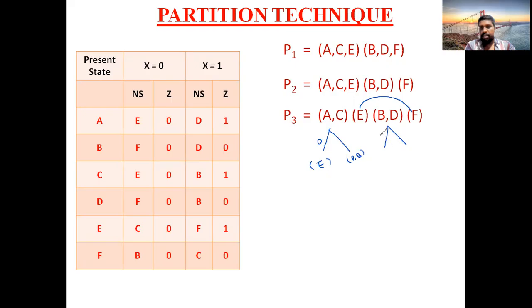Next, B comma D 0 successor is F. F comma F means only take single F. And B comma D 1 successor is D comma B. Same. Now if you see here, E is lying separately. F is lying separately.